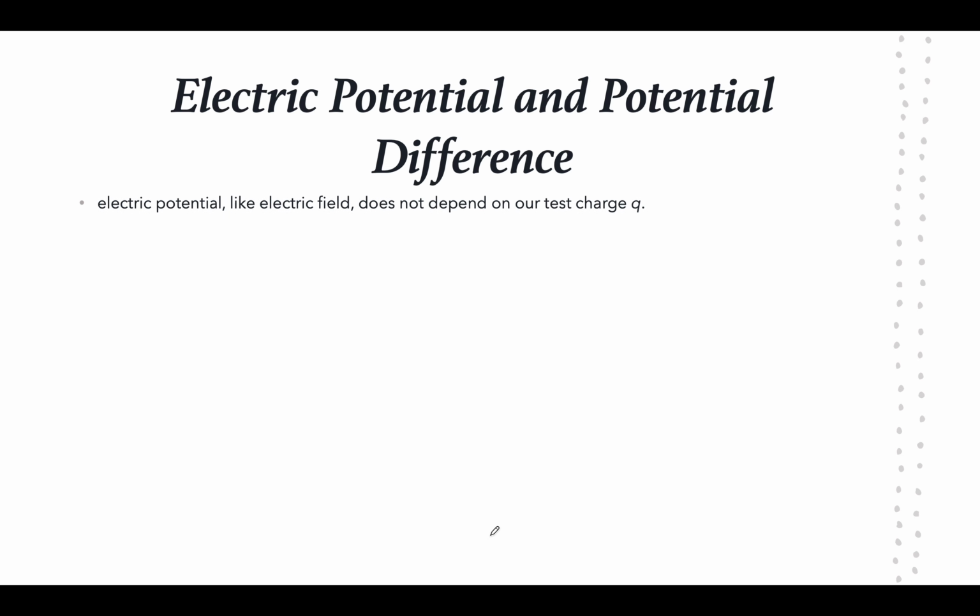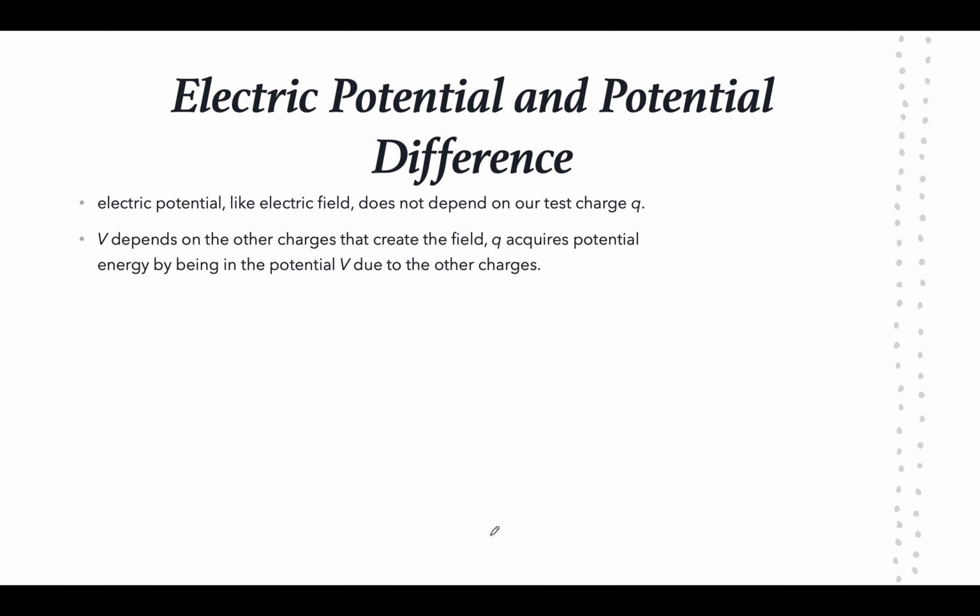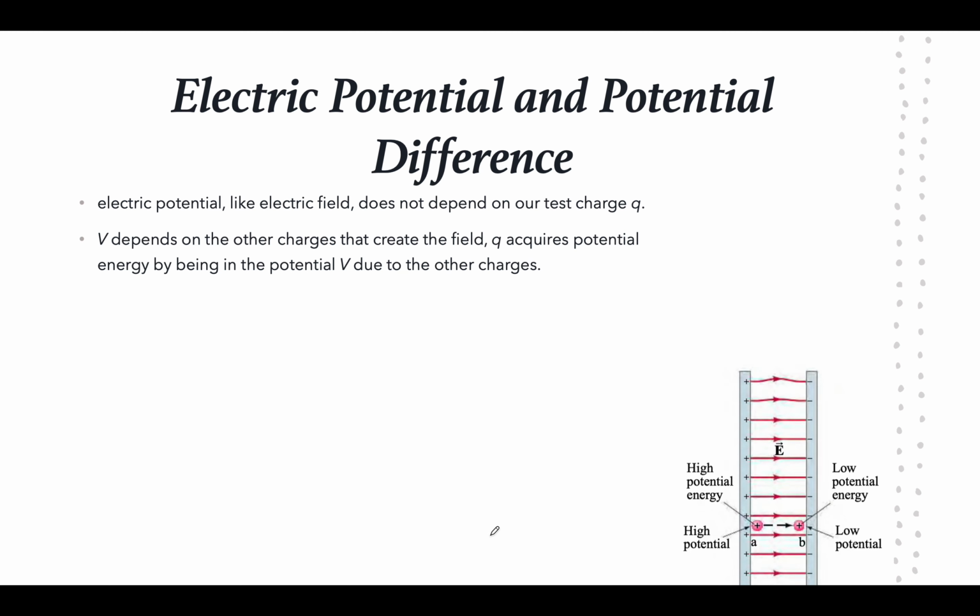So, electric potential, like the electric field, does not depend on our test charge, as we saw from our formula, right? V is equal to KQ over R. So potential depends on the other charges that create the field. Other charges create a field. You place a tiny test charge in that field, and that tiny test charge feels a difference in potential or a change in potential energy. But the potential itself is always there, regardless of whether you put a tiny charge or not.